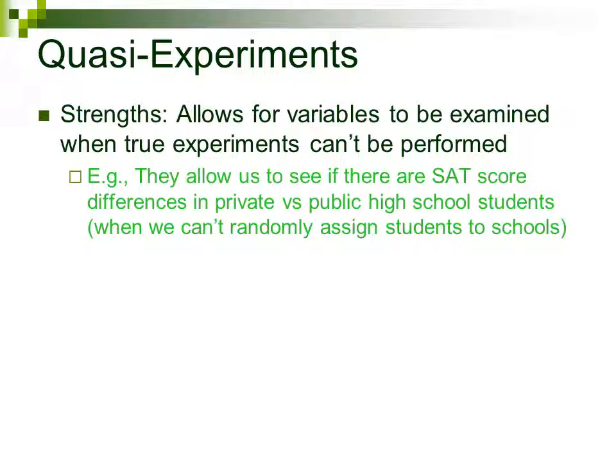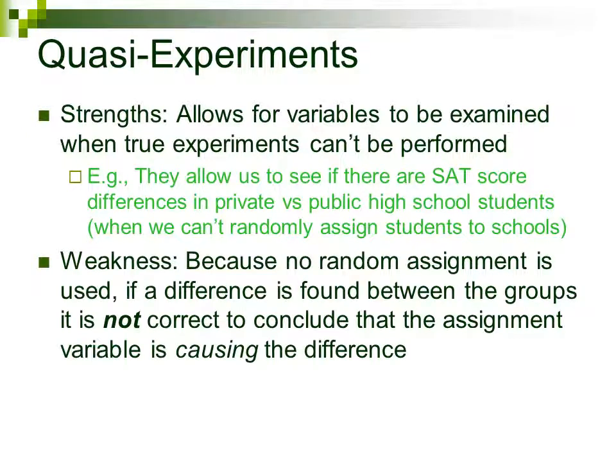So we compare a pre-existing group of private school students to a pre-existing group of public school students to see if there are any differences in their SAT scores. However, this brings us to the main weakness of quasi-experiments: because no random assignment is used, if a difference is found between the groups, it is not correct to conclude that the assignment variable is causing the difference.